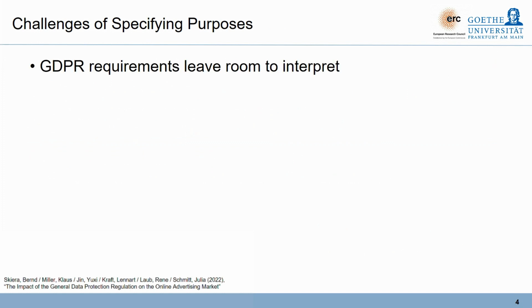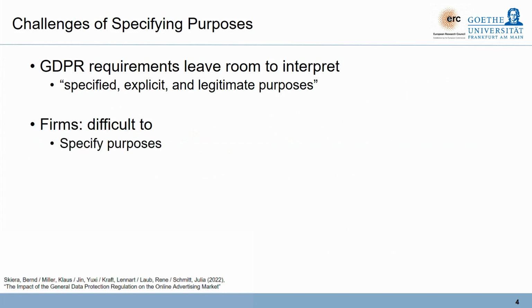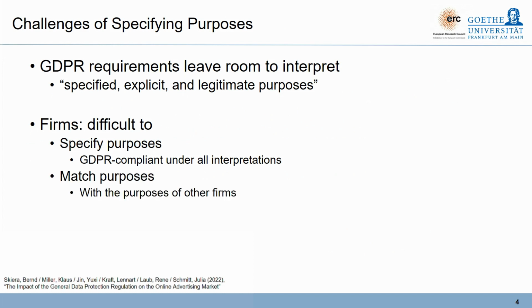Firms face challenges when trying to specify the purposes for personal data processing, as the GDPR does not provide precise definitions of what constitutes a specified, explicit, and legitimate purpose. As a result, a firm may find it difficult to specify purposes that are GDPR compliant under the interpretations of all parties. Additionally, it can be challenging to match a firm's own purposes with those of other firms when transferring data. To overcome these challenges, the TCF proposes a set of 10 predefined purposes in its version 2.0.